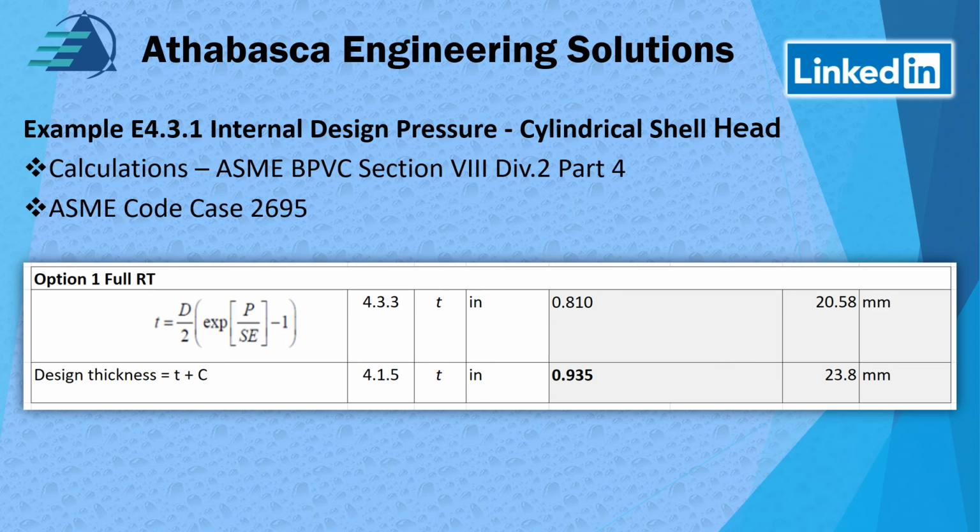The calculation is shown there, and basically it's a more exact calculation because it takes a closer, more accurate interpretation of the hydrostatic pressure in the vessel. And so that's why they have that exponent there. Anyways, you get 0.935 using that equation after you adjust for the corrosion allowance. And then we'll go to the next slide and we will summarize this.